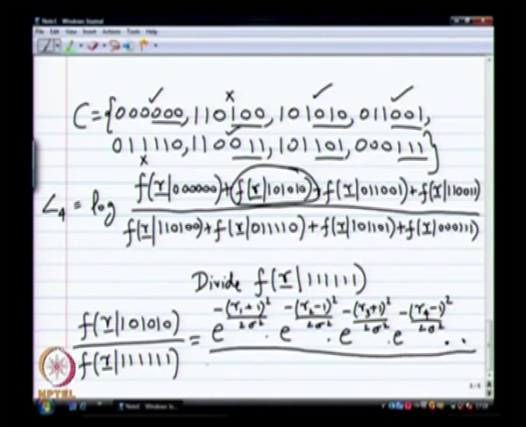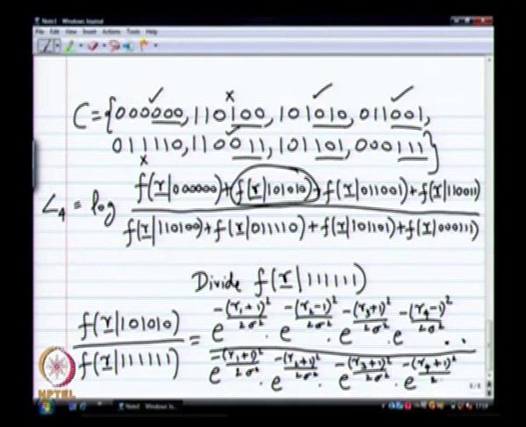Then you are dividing by what? E power minus (r1 plus 1) whole squared by 2 sigma squared, times e power (r2 plus 1) whole squared by 2 sigma squared, and so on. There are various other ways of writing it, but let me just go through this painfully the first time. You see clearly there is some cancellation. Whenever you have a 1, it will cancel. Whenever you have a 0, it will not cancel.